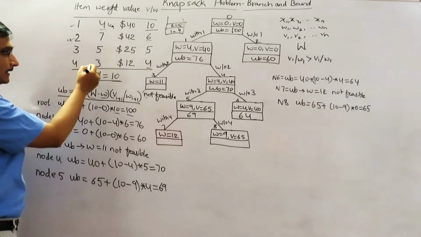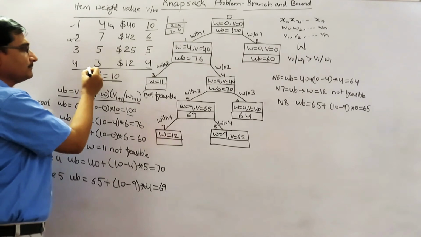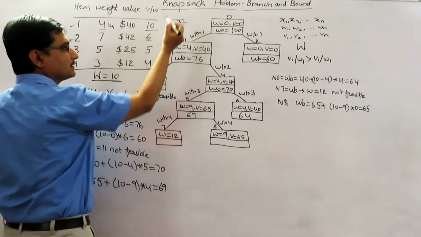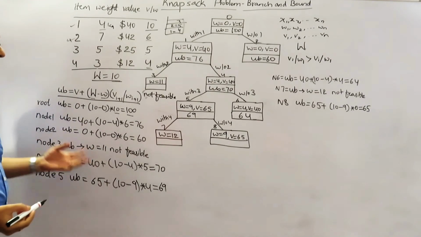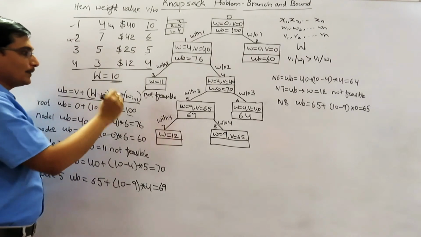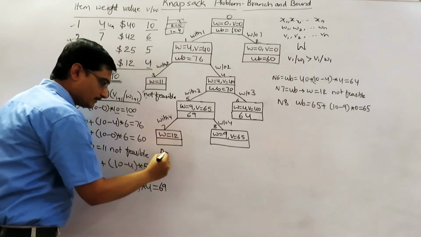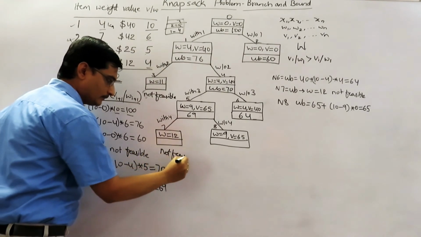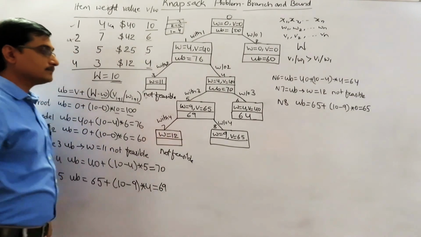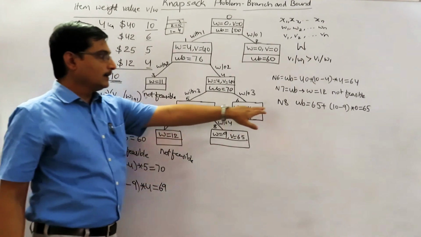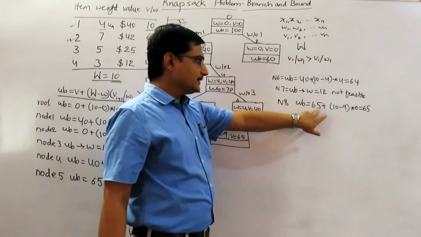So 5 plus 4 is 9. If we include the fourth item, that weight will be 3. So 5 plus 4 plus 3 will be 12, which exceeds the capacity of the bag, 10. So we cannot include the fourth item. It is not feasible. So without the fourth item, the upper bound will be 65.